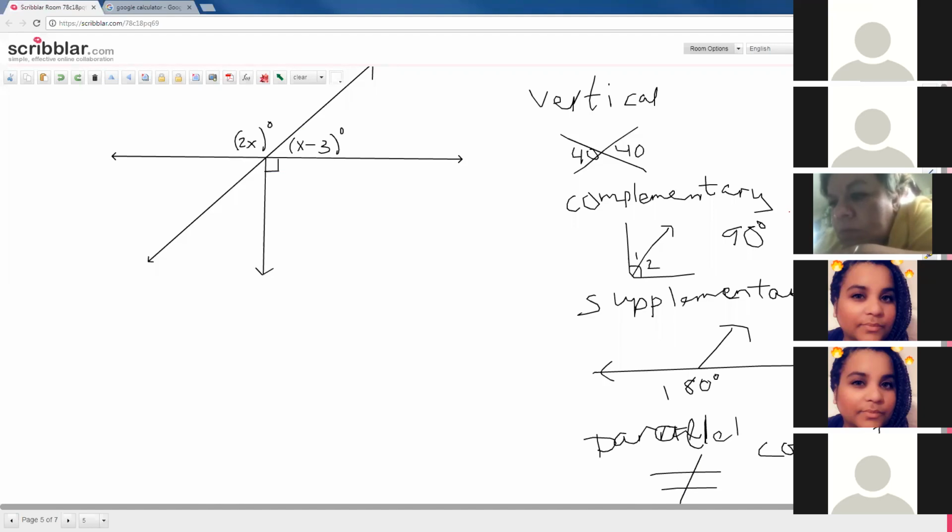When they give you a situation, you'll notice the picture I had up originally, there's a lot going on here. There's more than we need. There's all these extra angles on the bottom, but they've only labeled this top part, the 2x and the x minus 3. So when you have this kind of setup, what I like to do is draw only the parts we need. Yeah, there's a lot going on, but if I only draw the 2x and the x minus 3, now it's easier to identify. So which situation is this? Is this vertical, complementary, supplementary, or parallel?